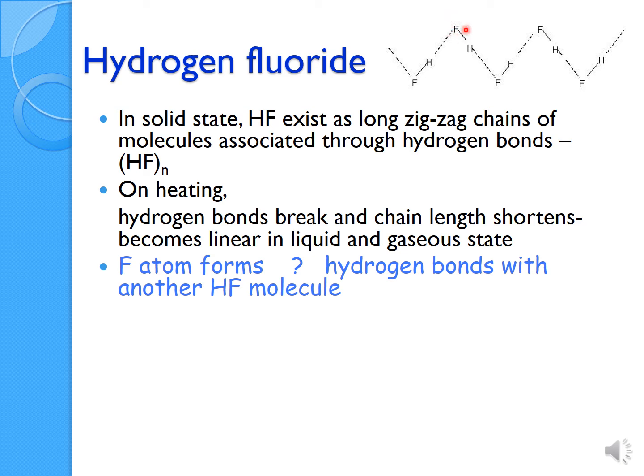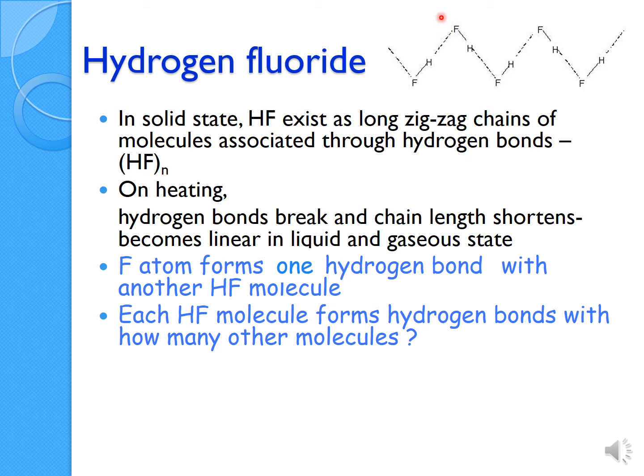So if this is a fluorine atom, as you can see, it will form only one hydrogen bond with another HF molecule. This is the hydrogen bond which is formed with the other HF molecule. So the fluorine atom in hydrogen fluoride forms one hydrogen bond with another HF molecule. Now consider one HF molecule in this state. This is the hydrogen fluoride. Consider this HF molecule in this chain.